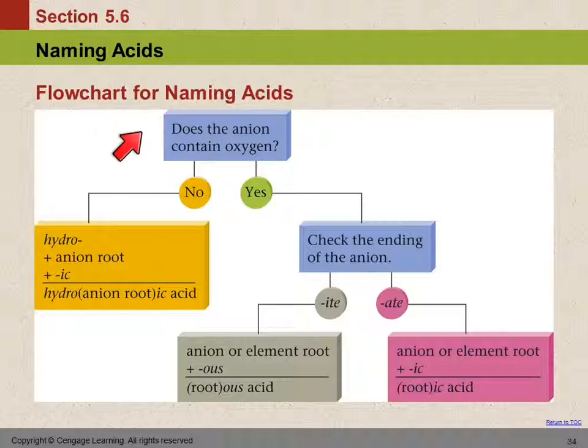So when you recognize that it is an acid because it starts with H, you ask, does the anion contain oxygen? If no, then you use the prefix hydro, and you take the root name of the anion, whether it's chlorine or bromine or whatever it is, you change the ending to ic. And so you get hydro something ic acid. If it does have oxygen, then you look at the name of the anion. If it's ite, you change it to us. If it's ate, you change it to ic.